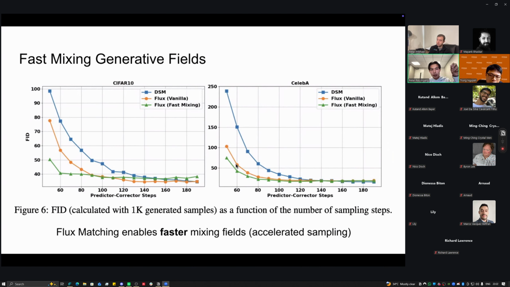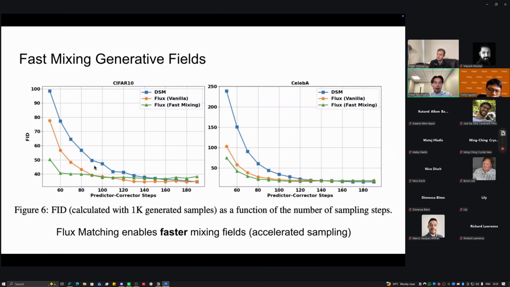But interestingly, we found that even just the vanilla version of Flux with no constraints is able to mix faster, so we can use fewer sampling steps to achieve better performance. And partially, hypothesizing here, it could be attributed to the fact that the score function or Langevin dynamics is a reversible process, and reversible processes are known to mix slowly, while flux matching has no such constraint. So it can learn any vector field, and these vector fields could be non-reversible, so they mix faster.